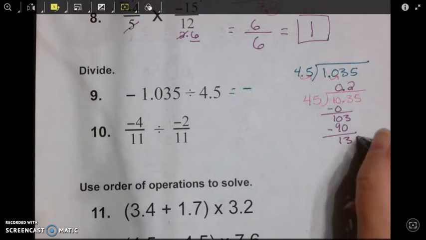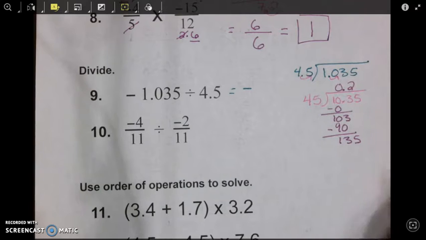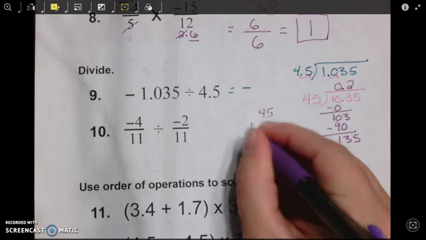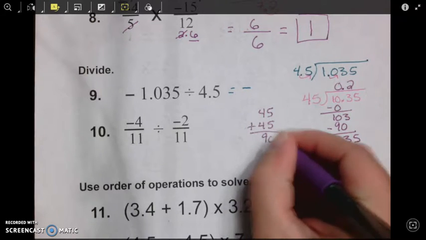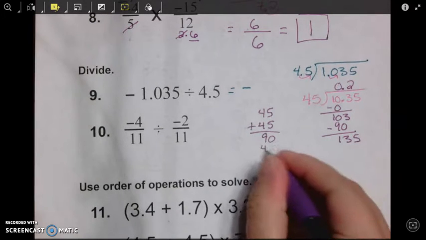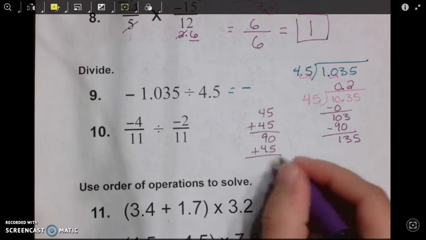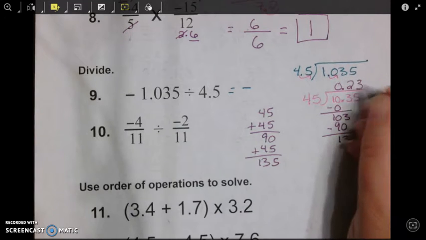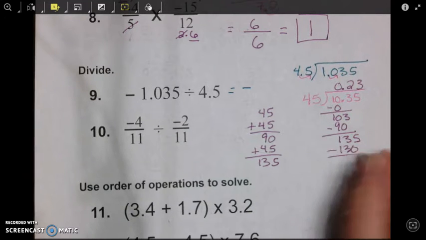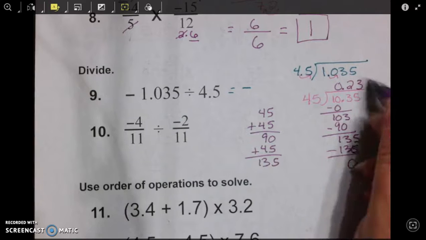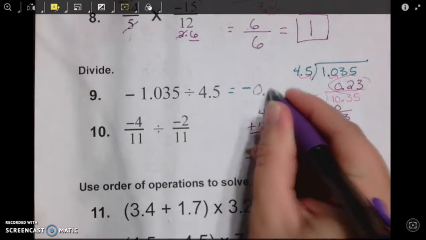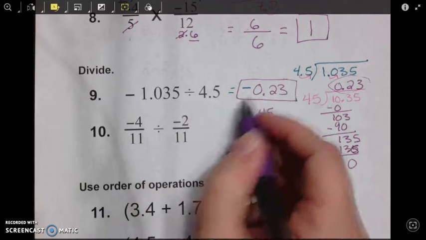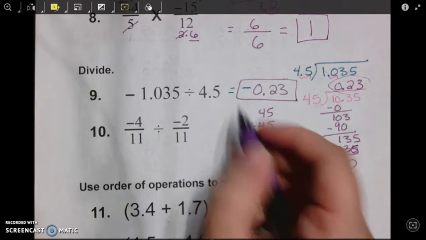Now bring down the 5. So 45 goes into 135 how many times? Well, let's see. 45 plus 45 is 90. That's 2 times. And then plus 45 again. So that would be 135 exactly. So it goes in 3 times exactly. We get a 0 here. So here's our answer. 0.23, and it's negative, because the negative divided by positive. So that's why I put that negative there, so I wouldn't forget the sign.